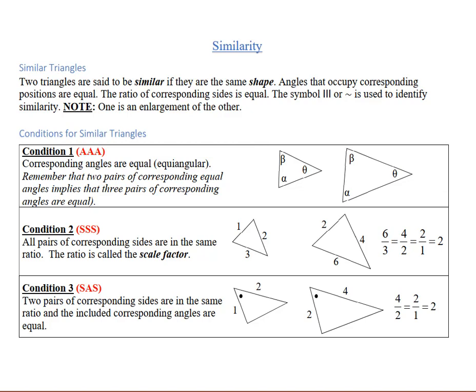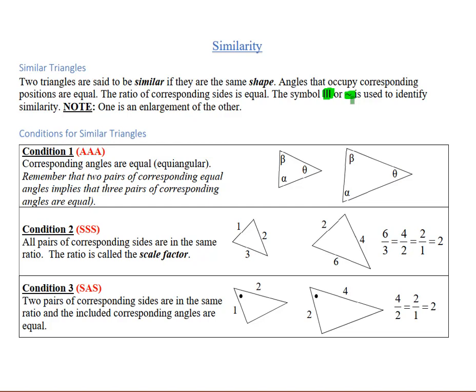This video looks at similar triangles. Now, two triangles are said to be similar if they are the same shape. Angles that occupy corresponding positions are equal, the ratio of corresponding sides is equal, and we use two different symbols for similarity. It's either the three vertical lines or a little squiggly line. Okay, so one or the other.